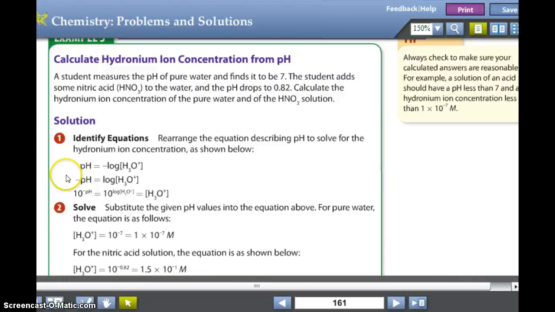All right, so again, know your equations. pH equals negative log of the concentration of hydronium ions. Now what we're going to do is solve for the concentration of hydronium ions. So we multiply both sides by -1, so we move the negative over to the left, and then we have to move the log. In order to do that with the math, it becomes 10 to the negative pH equals 10 to the log of the concentration of the hydronium ion, which equals your concentration of the hydronium ion.